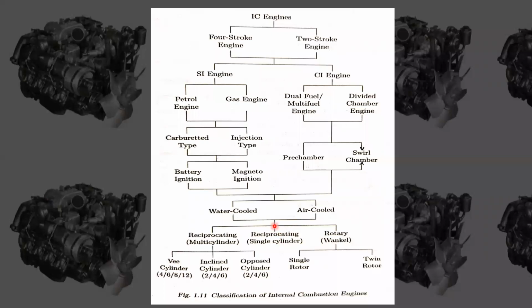Next, whether it is water cooled or air cooled, SI engine or CI engine, we have three different types of engines: the reciprocating engine with multiple cylinders, the reciprocating engine with a single cylinder, and the rotary engine, which we mostly call the Wankel engine. In the reciprocating multi-cylinder type, we have more than one cylinder, such as 2, 4, 6, 8, 12 or more, depending on the power requirement.